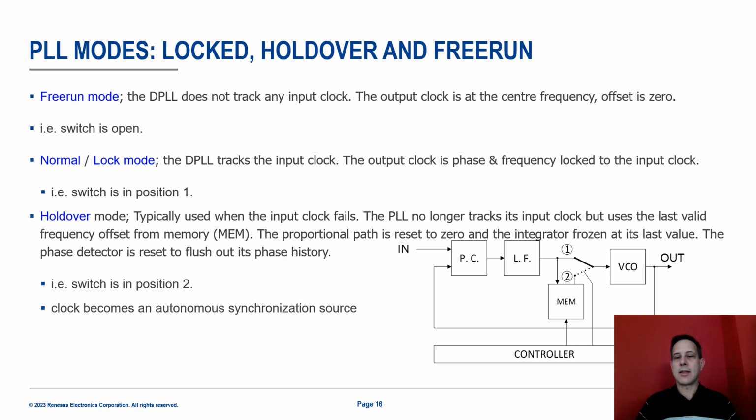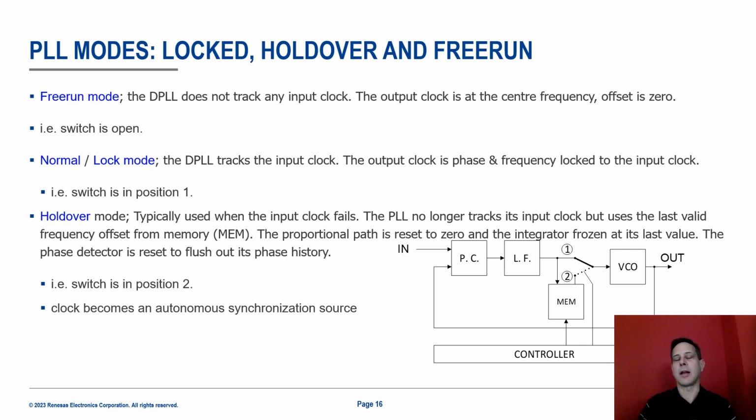In this case, the output clock is just running at the nominal frequency of the local oscillator. You can look at it in the diagram below as if the switch is actually open between the loop filter and the memory. In normal or lock mode, the DPLL is now tracking an input reference. And we use the term lock to generally represent that the output clock is both phase and frequency locked to the input clock. And you can look at this as switch 1 is now closed.